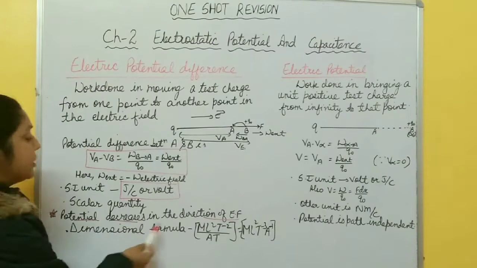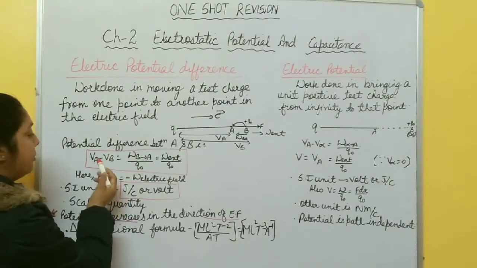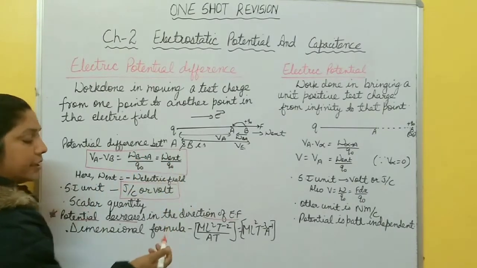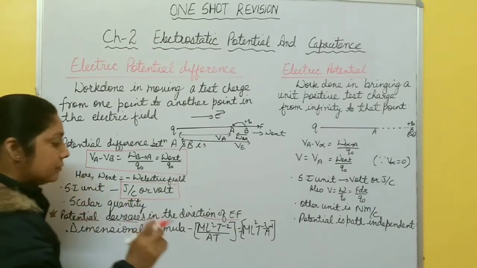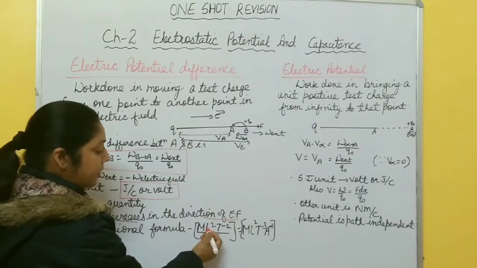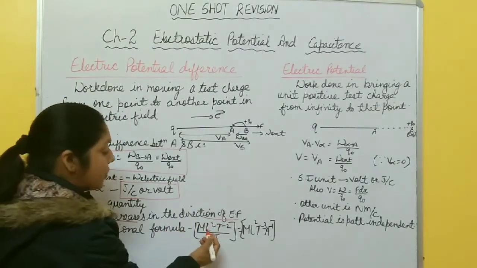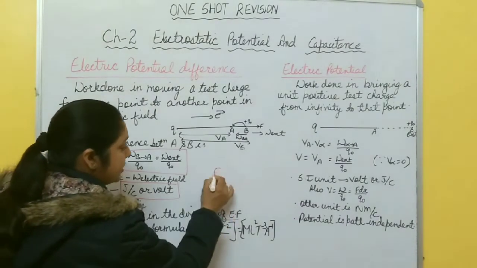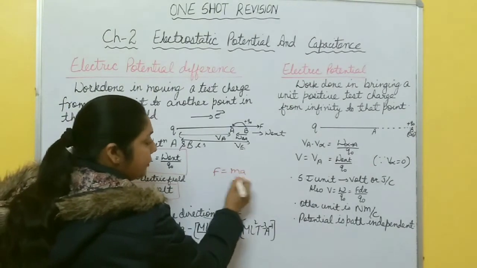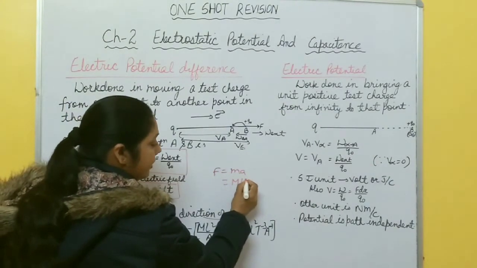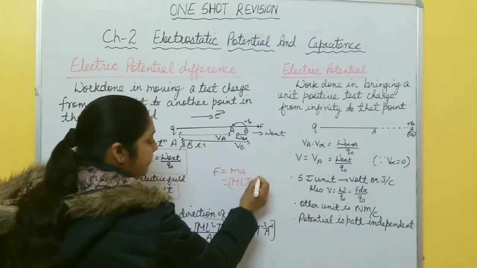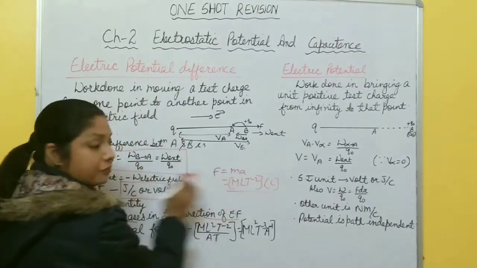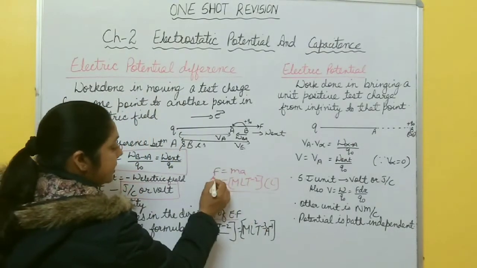Okay, one more thing, the dimensional formula. What is the dimensional formula for this potential difference? Work done is what? Force into distance. Force is mass into acceleration, so what is the dimensional formula for force? M L T minus 2, right? Force into distance, distance is L, right? This is the dimensional formula for force into distance, M L squared T minus 2.